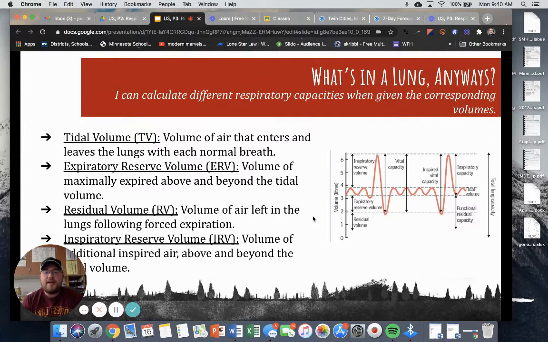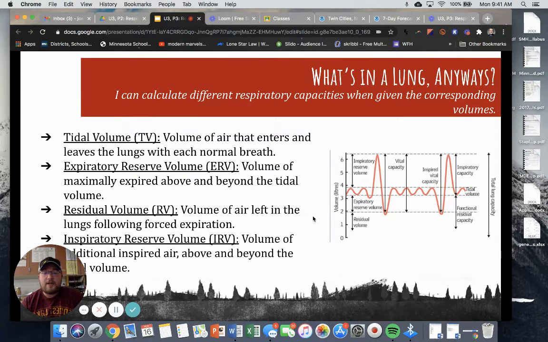The residual volume then is the volume of air left in your lungs following a forced expiration. Okay, you can't really calculate that unless you were to take a vacuum into your lungs and figure that out, but we're not going to worry about that here. Just know that residual means what is left over, kind of like residue, okay, residual volume.